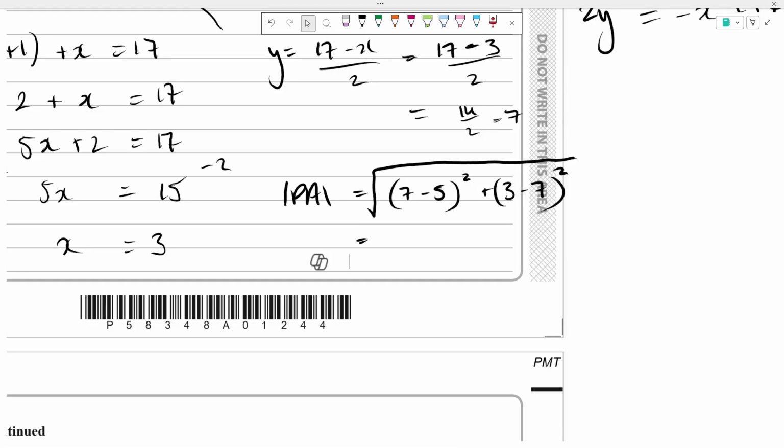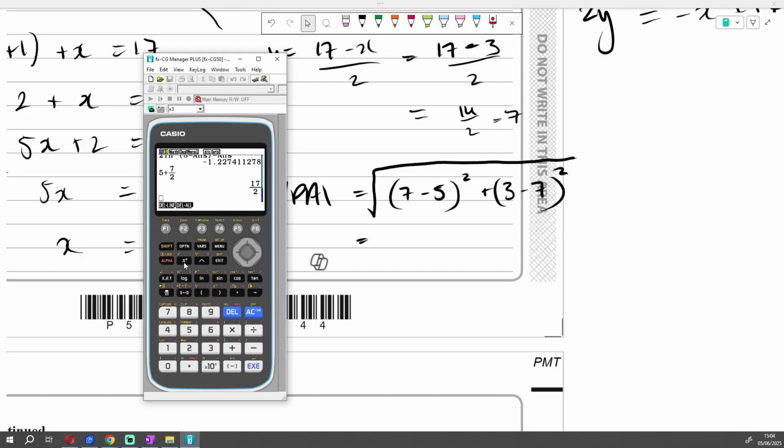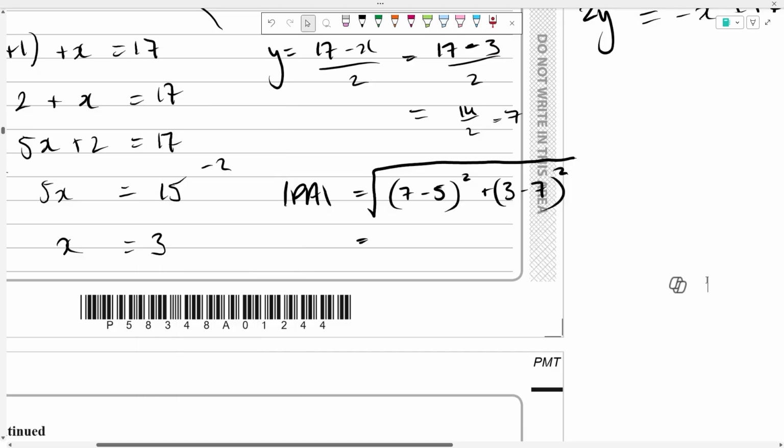And if we just put this into our calculator, I'm going to simplify this just to make it a bit easier. Just type into the calculator. You should end up with 2 root 5. And I know I put 4 squared, and here it is minus 4. It doesn't really matter because it's the same thing anyway. But we end up with 2 root 5. That's our magnitude of PA.